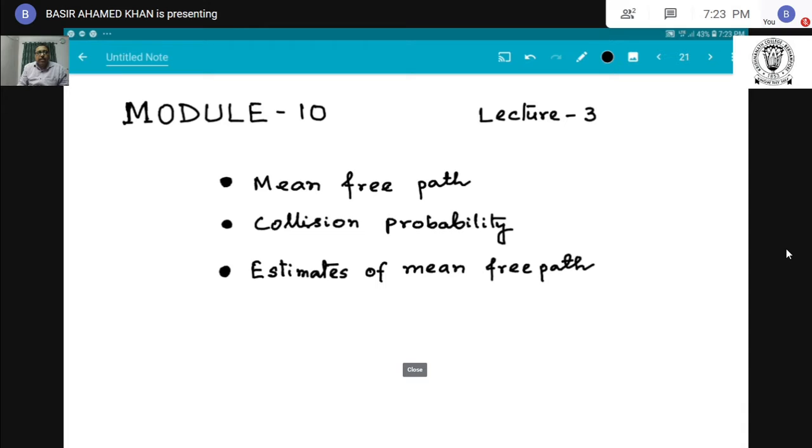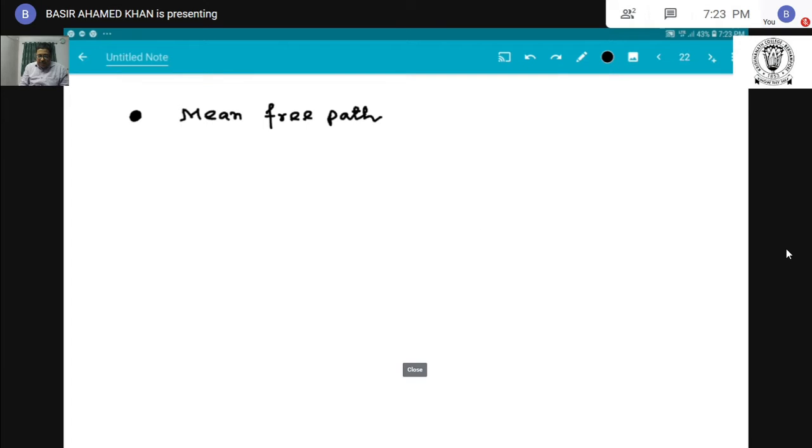Now, today I will discuss these three topics. First one is mean free path, second one is collision probability or survival equation, and last one is estimates of mean free path. Now the first one is mean free path.